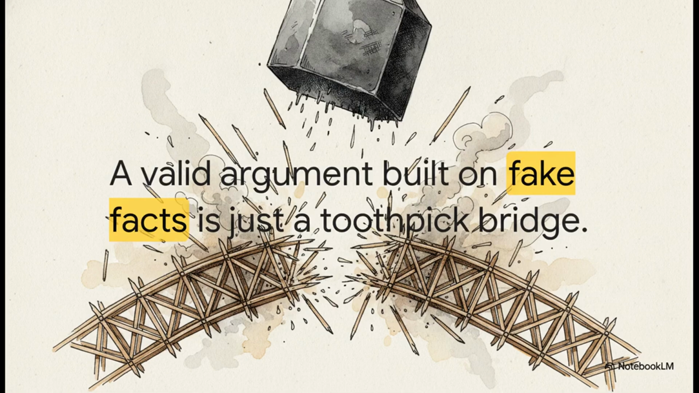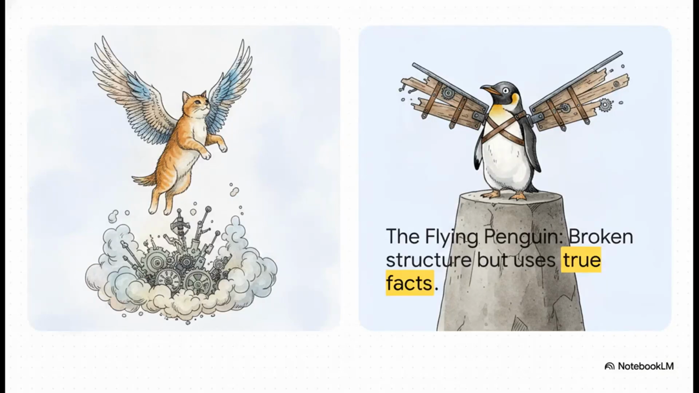It looks incredibly sturdy right up until it meets reality. So the crucial point here is that there are two massive traps waiting for you in any debate. On one side, we have the flying cat. This is what we just learned about. It's a structurally valid argument that relies on completely fake facts. But on the other side, we have something even more insidious, the flying penguin.